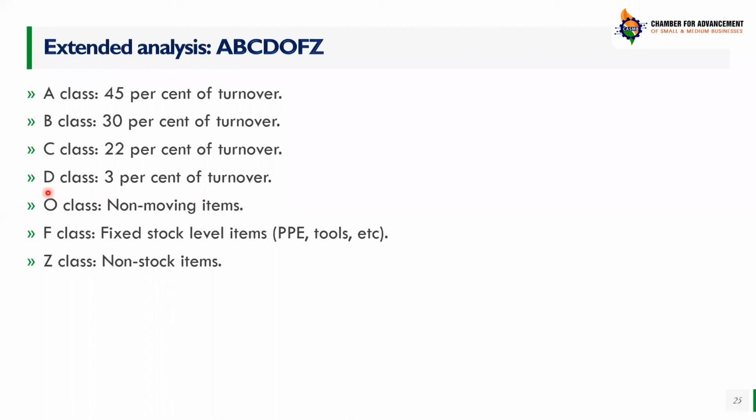Then apart from these ABCD, we can have O class, which is non-moving items. That means in our sales brochure, we have those items listed, but few items are non-moving, like just for showcasing, we have them on our brochure, but we supply it as per requirement or as per order. So these are called non-moving items. So we may not stock them in warehouse. Just as per the order, we can produce it and supply it. So these are classified under O class items.